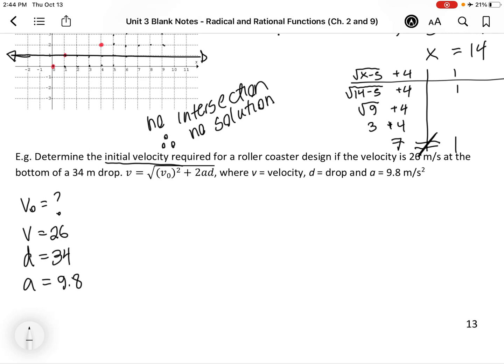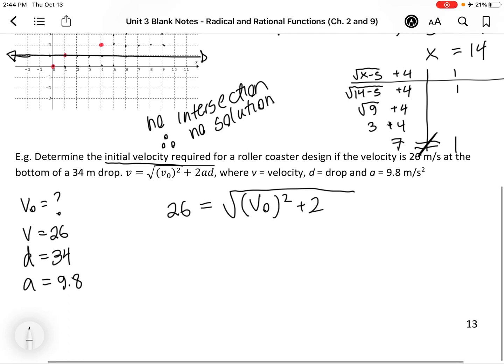For now, I know your physics teachers will probably roll their eyes at me, I'm going to leave the units out. Just make sure at the end of the day, I'm looking for an initial velocity, so my units should be meters per second. I know in the physics world, they will tell you to do unit analysis for everything, but I'm going to be lazy with that. I'm just going to plug everything that I know into this equation. So I know V, that's 26, equals the square root of V naught squared, I don't know that, plus 2 times 9.8 times 34.